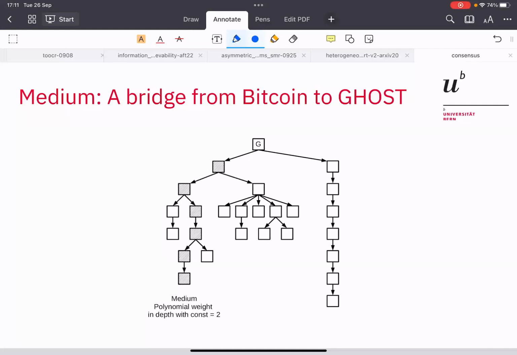Question? So what's the impact of this on long-range attacks? What should you choose c to be if you're worried about long-range attacks? We have not evaluated this.